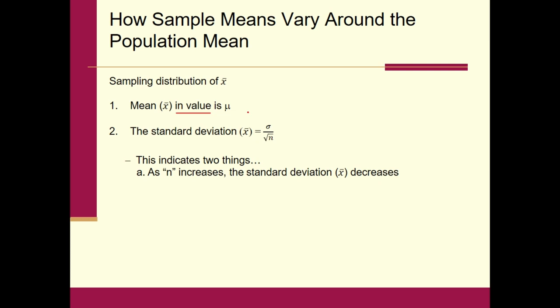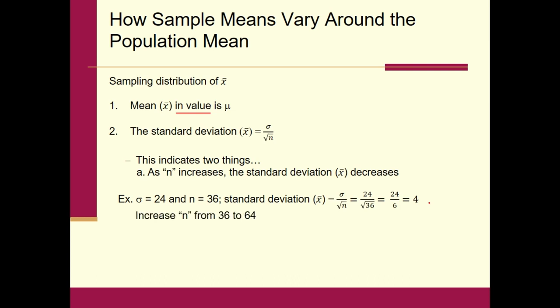Now I'm going to give you an example here. Let's say that we have a sigma equal to 24 and n equal to 36. If you calculate this out, you get 24 divided by the square root of 36, and the square root of 36 is 6, and so we get 4, okay? We get 4 for the standard deviation of the sampling distribution of x bar.